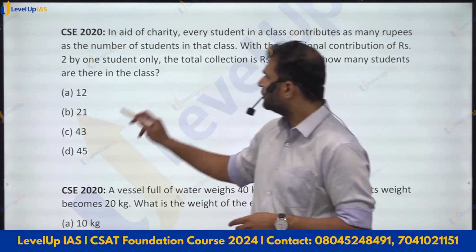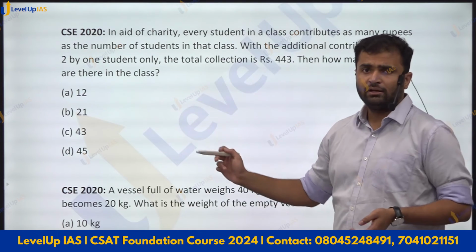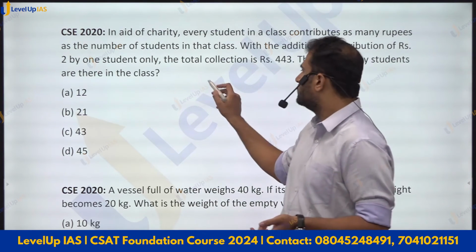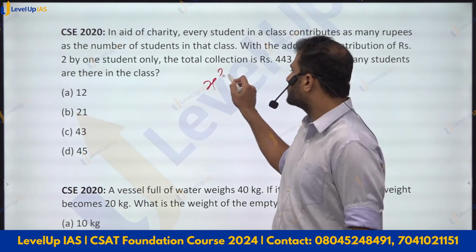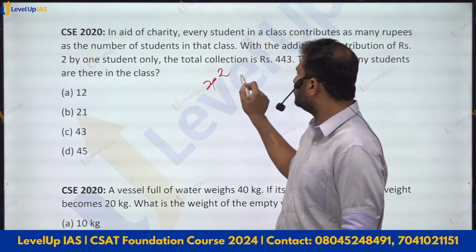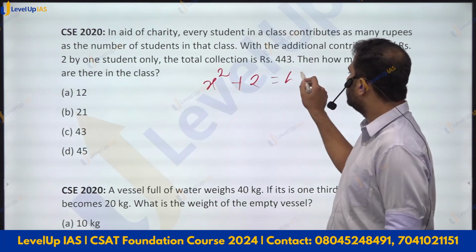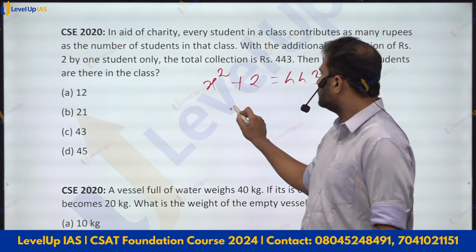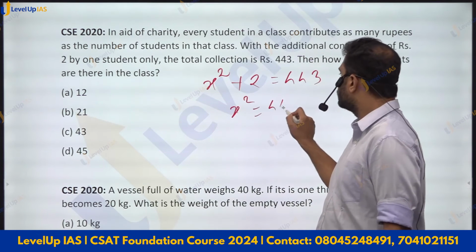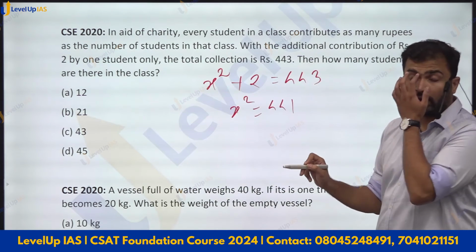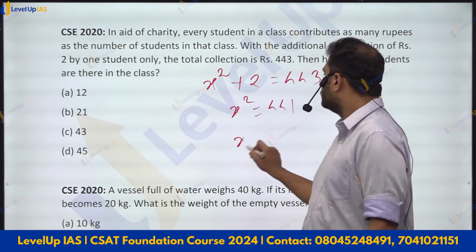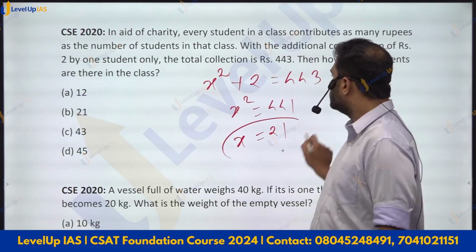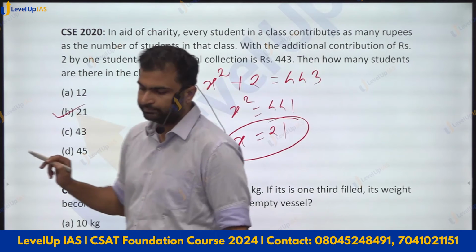So if the question is what is the number of students in the class, let us say there are x students. So x students, each of them will contribute x rupees. So we have x square rupees and one student is contributing 2 extra. And in total we have 443. This is the equation. So we get x square is equal to 441. And I hope you know squares till 30. So you know that this is the square of 21. So x is 21. Okay.